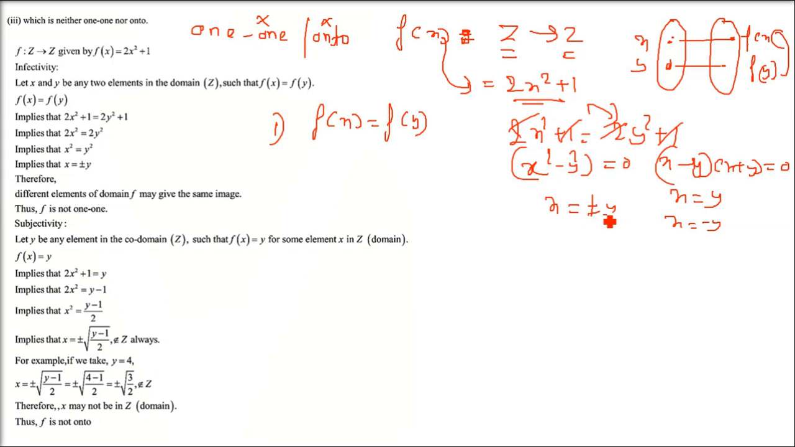So x equals, combine them, plus minus y. Okay. So for a single x, you have multiple values of y. But we have said if f(x) equals f(y), x has to be equal to y. It is not. x is giving you multiple values of y, which is not 1-1. This is not 1-1. So we cancel it out. It is not 1-1.